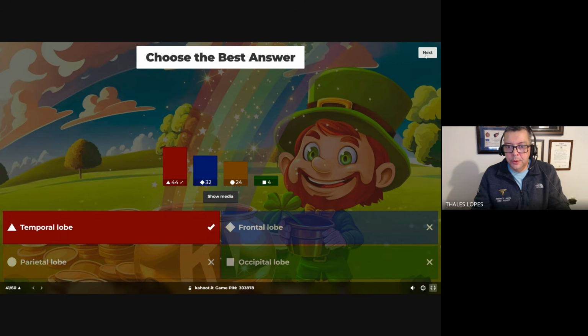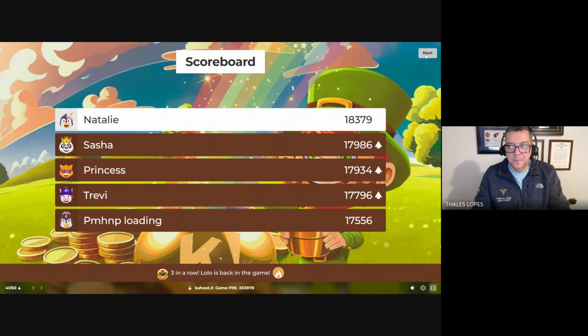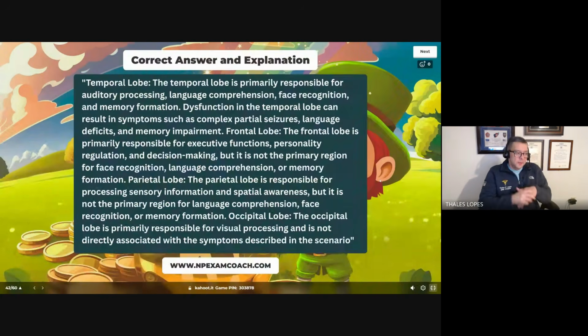Yes, temporal lobe, right? The parietal lobe is all about your sensory function, right? So inability to speak would be the frontal lobe, right? Now, inability to understand would be your temporal lobe, receptive speech, right? Comprehension, being able to comprehend what is said. Very important, right?